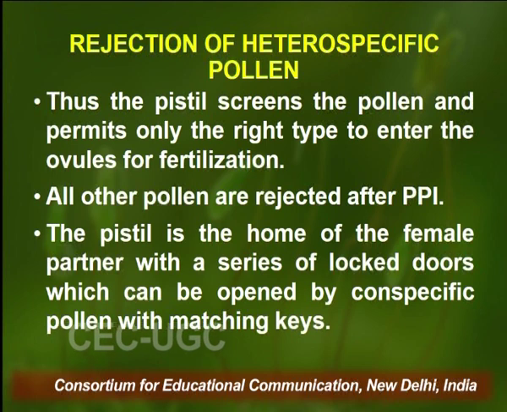That is what we have just been talking about. That means if it is allowing only certain type of pollen to germinate, it is rejecting at the same time the heterospecific pollen grains which land on the pistil. So, the pistil is basically the home of the female partner and it has a series of locked doors. Now, any locked door will open with only a specific type of key, otherwise it will not open.